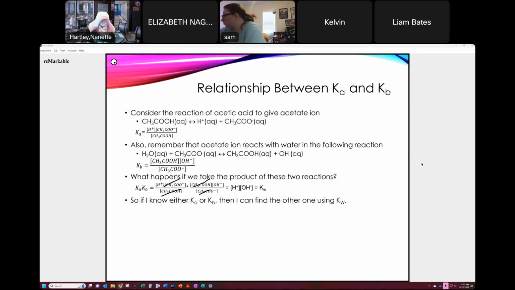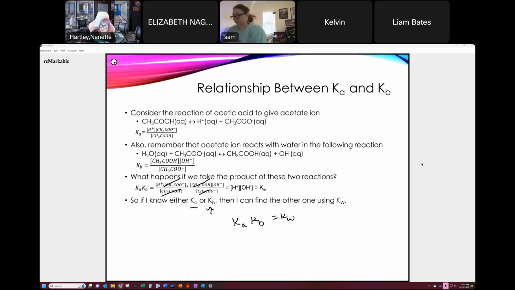It is part of all of this. It's not separate from it. And so that relationship makes sense. And what this means to you is that if you are given a Ka, but you need to know what the value of Kb is, you can solve for it using Ka times Kb equals Kw.